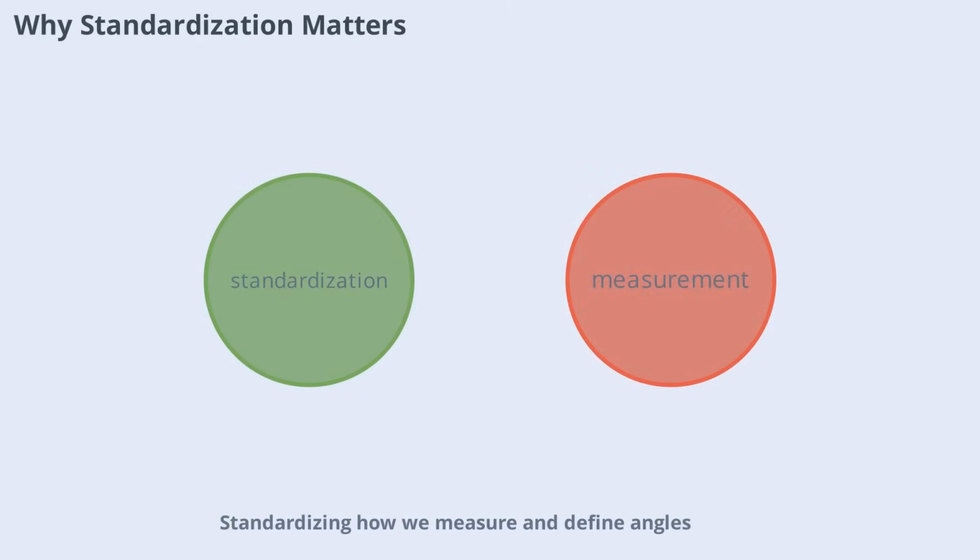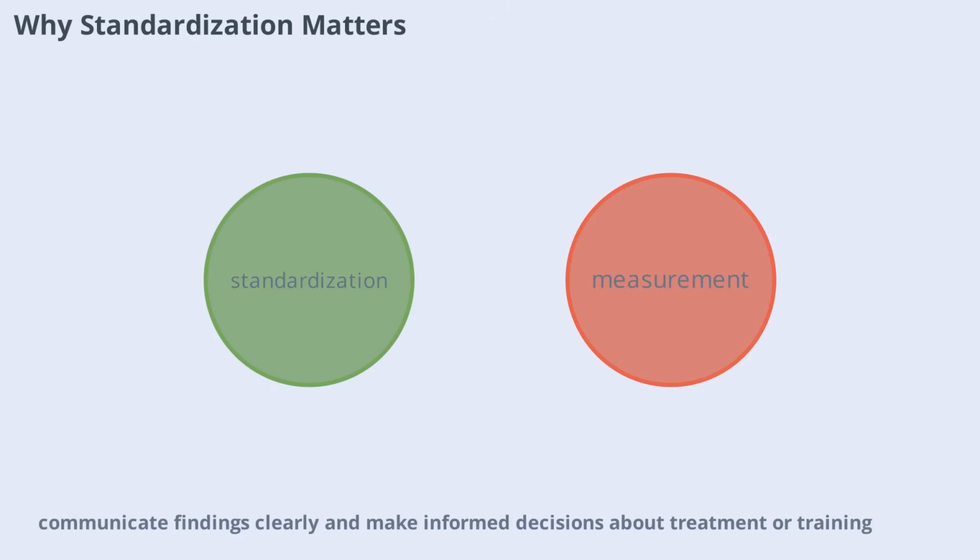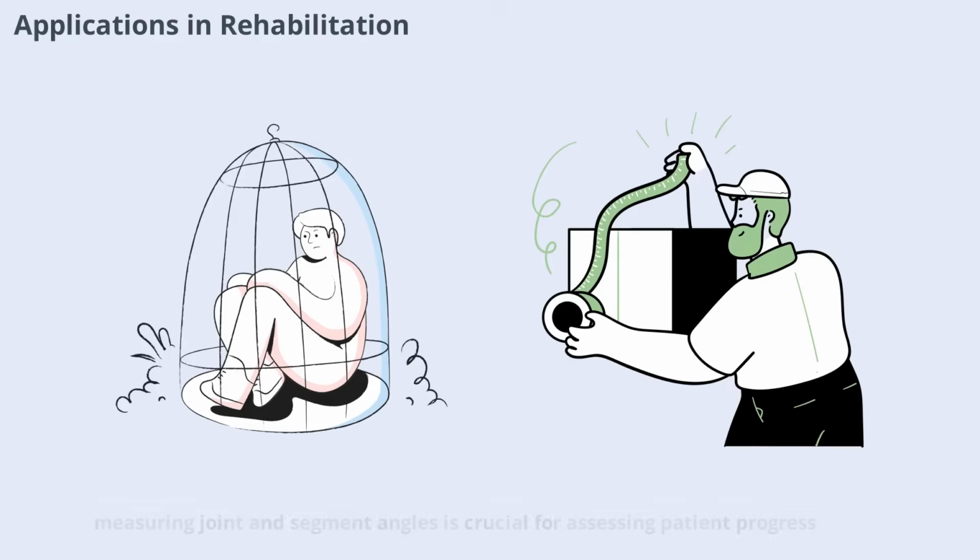Standardizing how we measure and define angles ensures that results are reliable and comparable. Without standardization, it would be difficult to track progress or compare data between individuals and studies. Using the anatomical position and consistent reference lines allows professionals to communicate findings clearly and make informed decisions about treatment or training. In rehabilitation, measuring joint and segment angles is crucial for assessing patient progress.